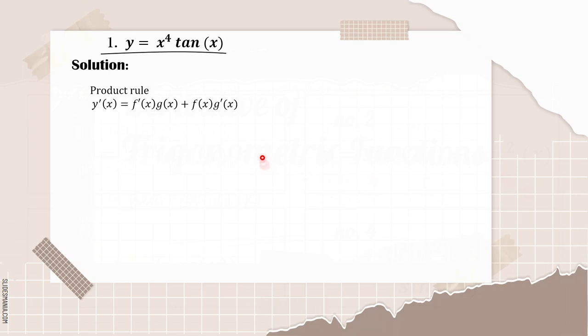First, we need to find the derivative of f of x, which is x raised to 4. To find this, we need to use the power rule, which is n times x raised to n minus 1. Our n here is 4, therefore it will be 4 x raised to 4 minus 1, which is equal to 3. Therefore, the derivative of x raised to 4 is 4x cubed.